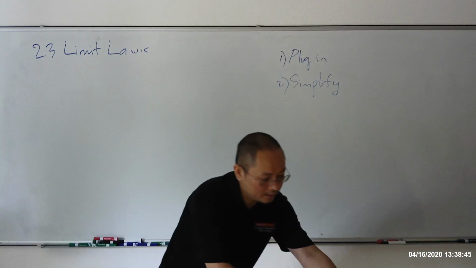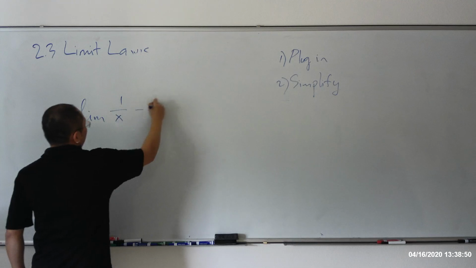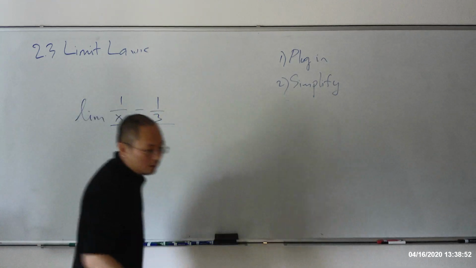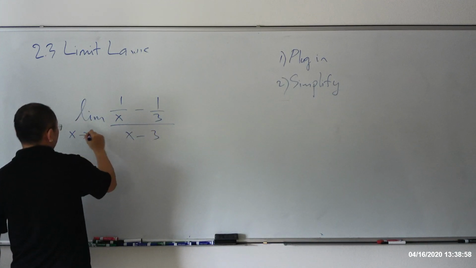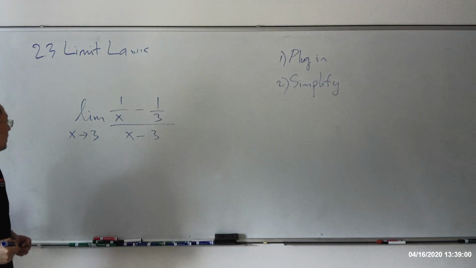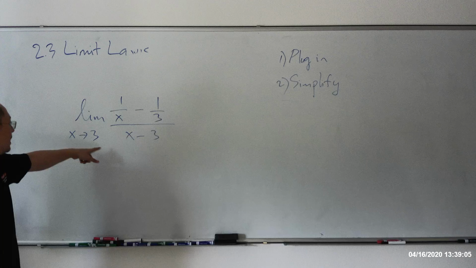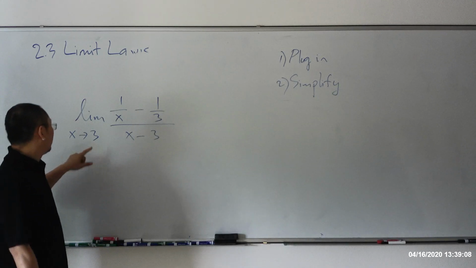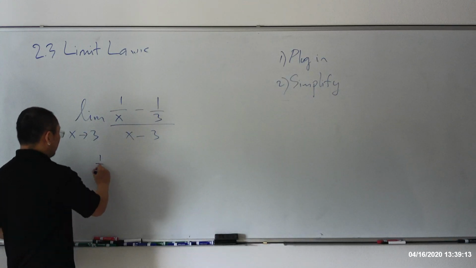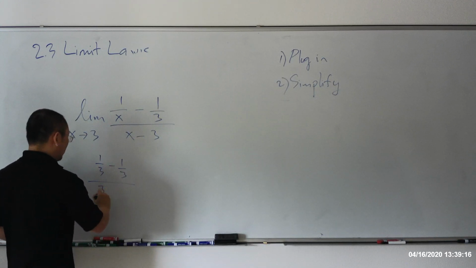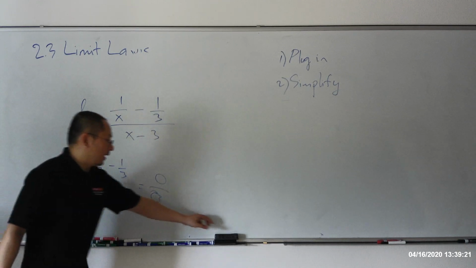What about this? Limit of (1 over x minus 1 over 3) all over (x minus 3) when x approaches 3. Again, whenever you see a limit problem, the first thing is to plug in the value x is approaching, which is 3. I got 1 over 3 minus 1 over 3, over 3 minus 3. So this is 0 over 0, still undefined.